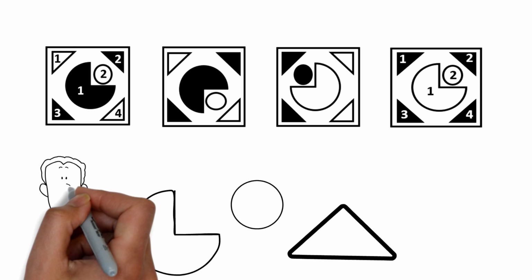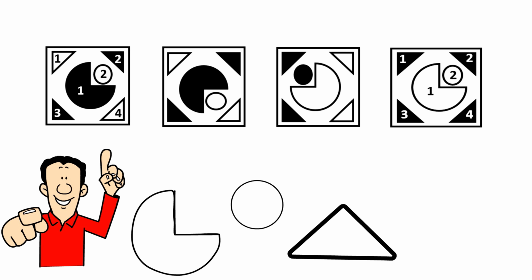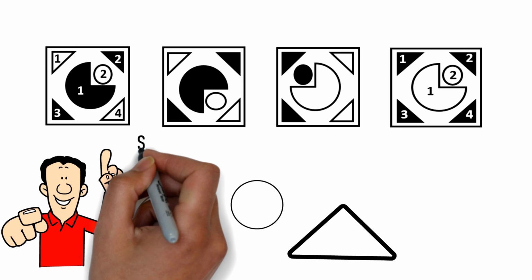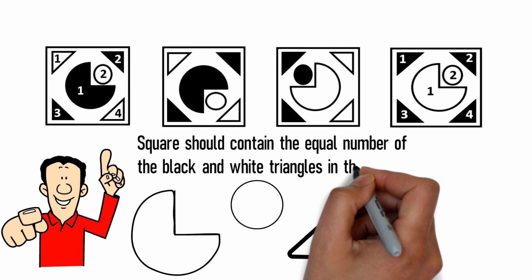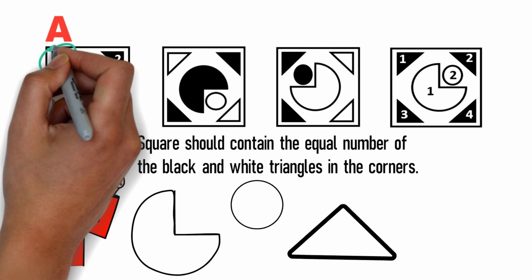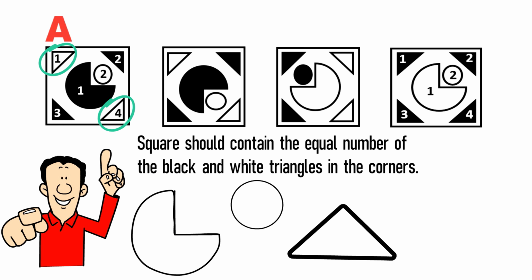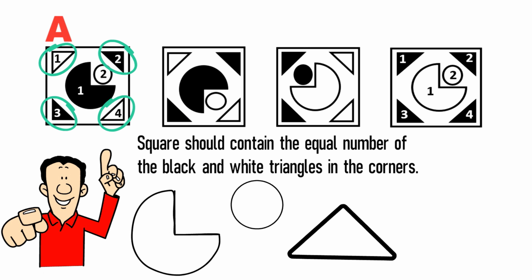In this particular question, there is only one pattern of the triangles. But there are some sophisticated questions on the test which might include patterns for both shapes. In this particular case, the pattern is that the square should contain an equal number of black and white triangles in the corners. Triangles in the square A are positioned diagonally across each other. White triangles are located in the upper left corner and in the bottom right corner, and black triangles are located in the bottom left corner and in the upper right corner.